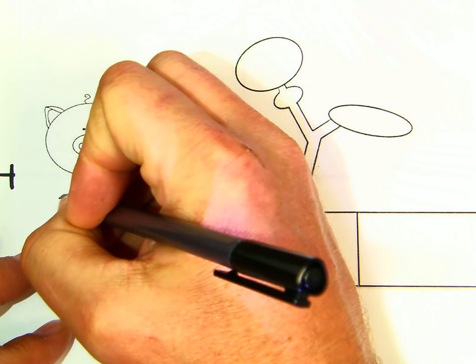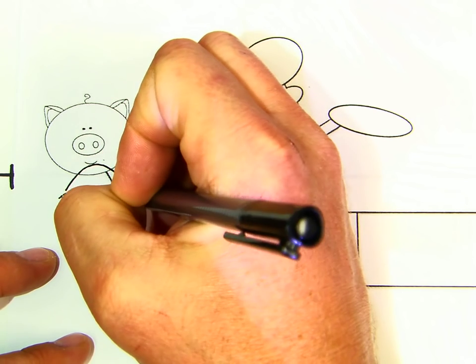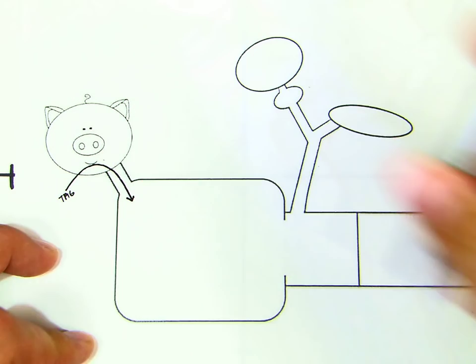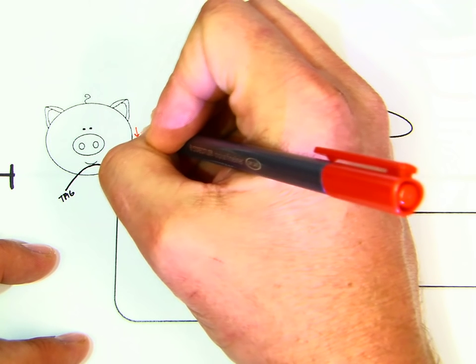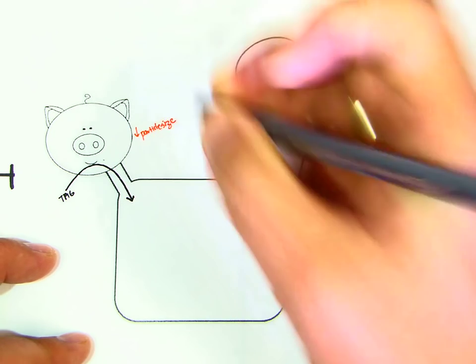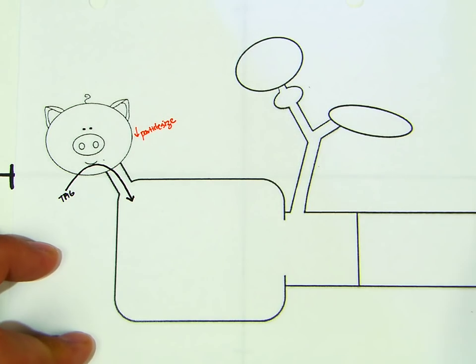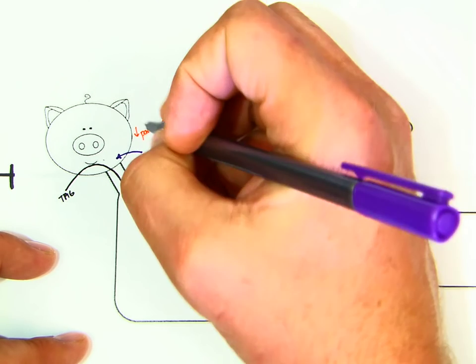So we'll feed the lipid pig some TAG in the mouth. We'll have a decrease in particle size. We'll also have the addition of lingual lipase.